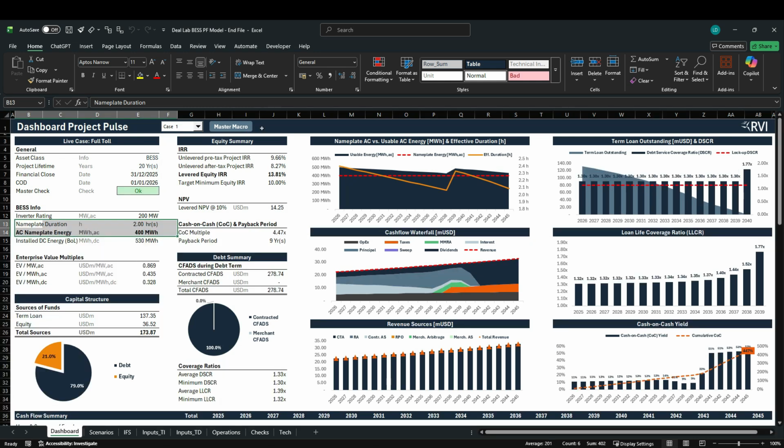In this lesson, we will build the exact mechanics that determine this curve, how DC energy turns into AC deliverable energy, and how effective duration is calculated year by year. And in the upcoming lesson, we will use the duration breach that we determine in this lesson to trigger and size the actual augmentation event. Now let's move back into Excel where we have left off at the end of the last lesson.